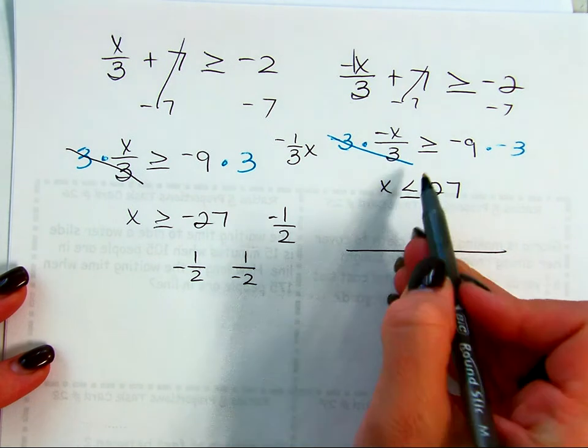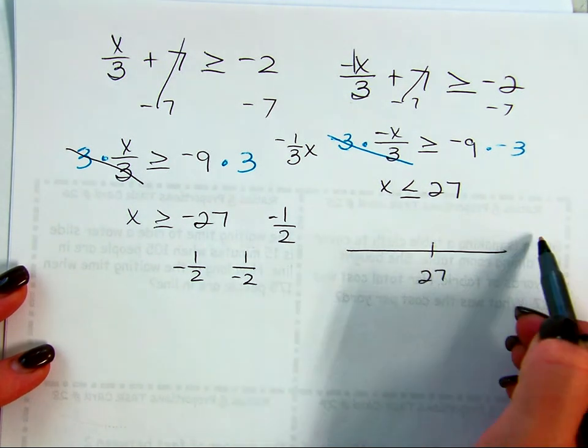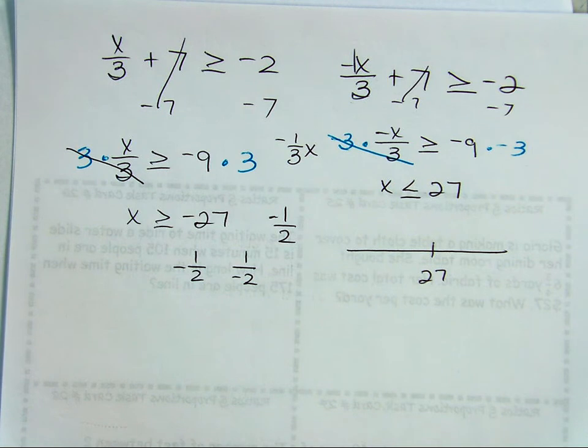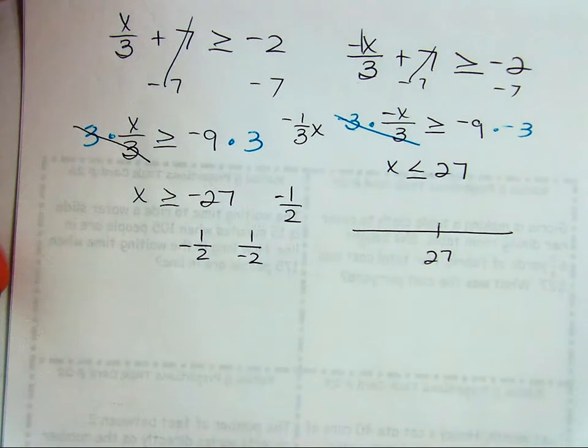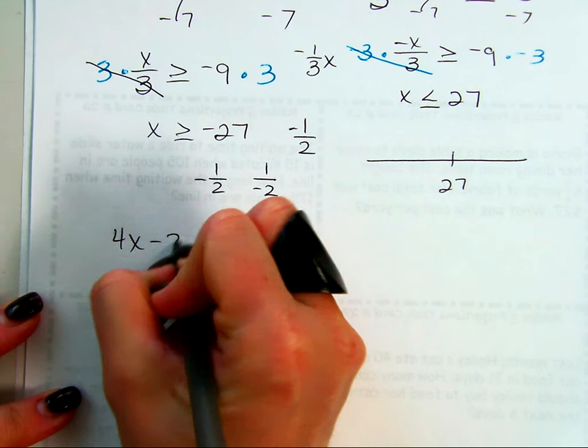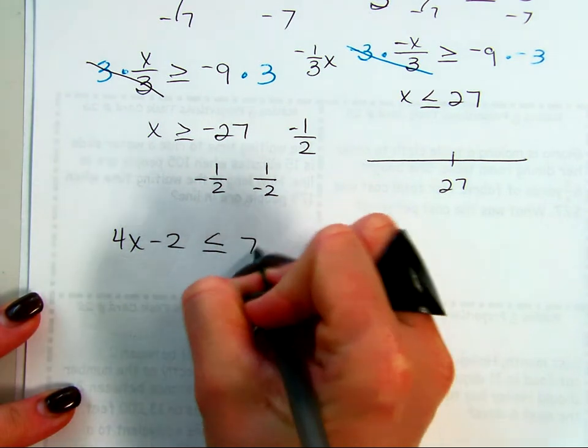If you forgot to switch it, you may have drawn your arrow this way, but in reality it should be this way. Those are really easy for me to catch, because when I see your arrow going the wrong way, I'm like, they forgot to switch it. Okay? So let's take a look at this next one here. Let's take 4x minus 2 less than or equal to 7x plus 8.